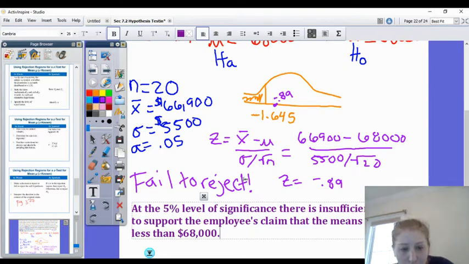Okay, so we're failing to reject our H naught. If we could reject our H naught, then we would say there is sufficient evidence to support their claim. All right, let's do another example.